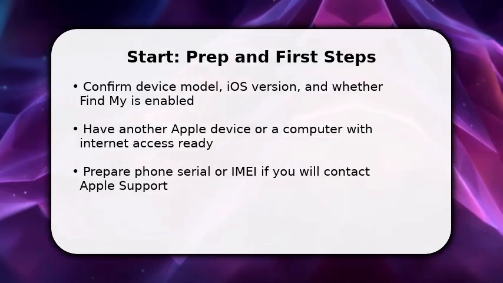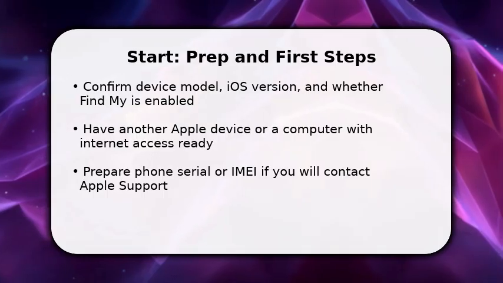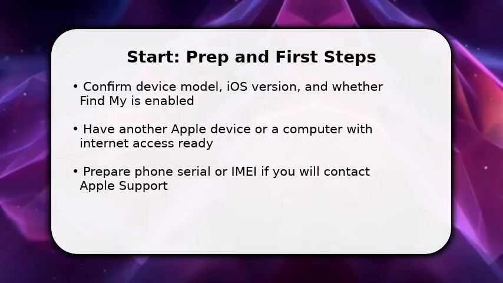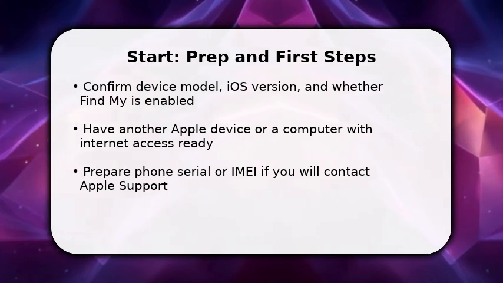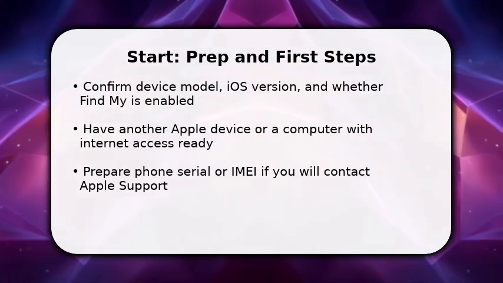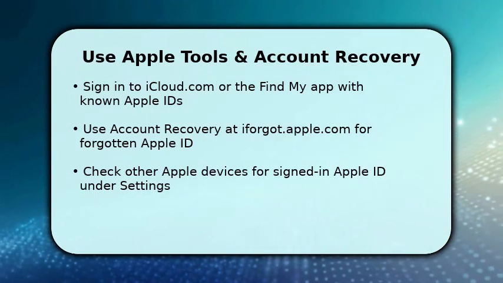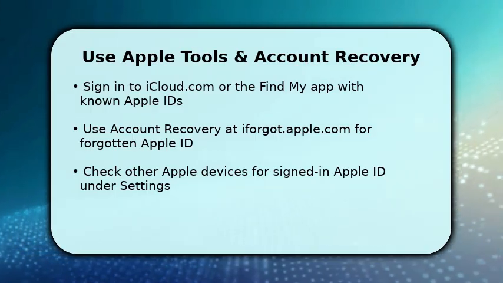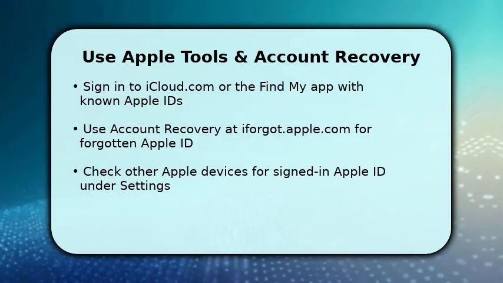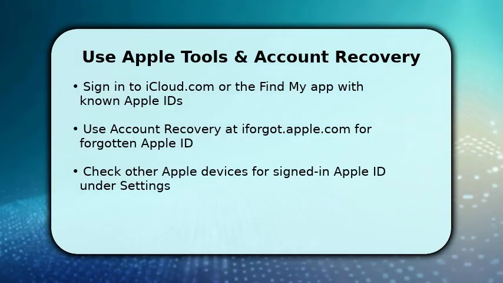Now try the first actionable step. Use iCloud's Find My All Devices to locate the device and trigger Lost Mode or view the Apple ID hint. You continue by checking every available entry point for the Apple ID. Try signing into iCloud.com or the Find My app with any email addresses you might have used. This can reveal the correct Apple ID.